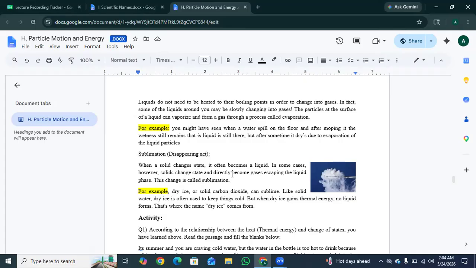Like you can say dry ice. When dry ice warms up, it never melts into a liquid puddle, but it turns straight into a smoky gas. That's why it is called dry ice. Okay?